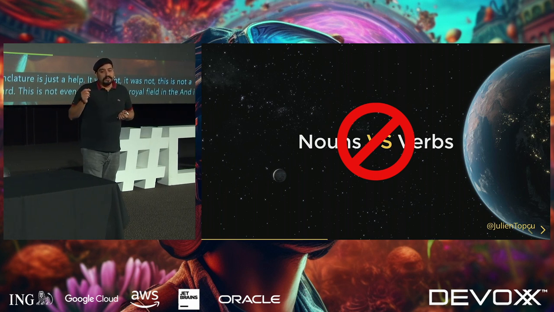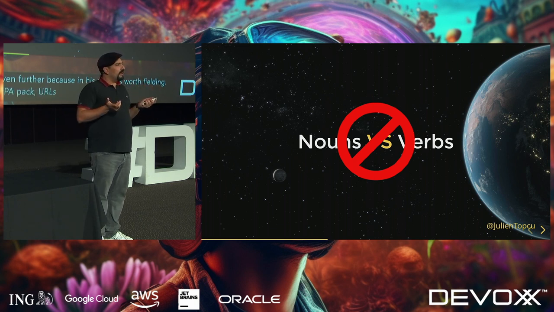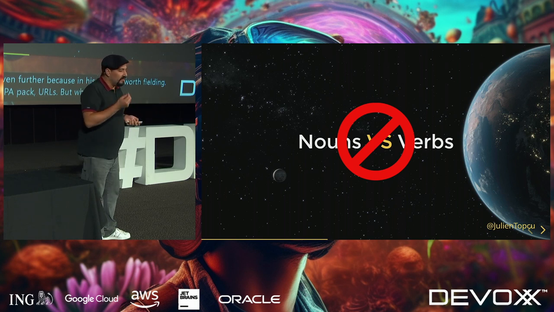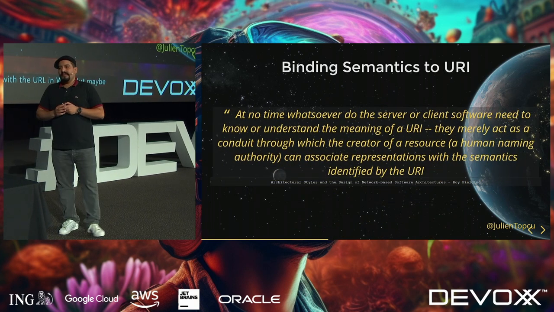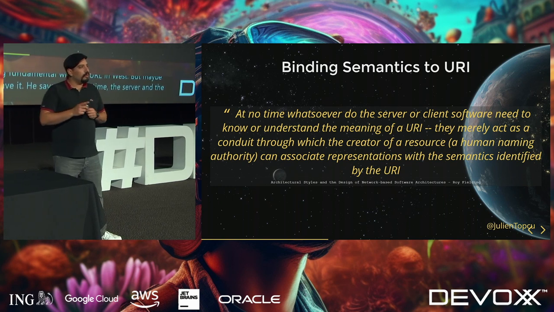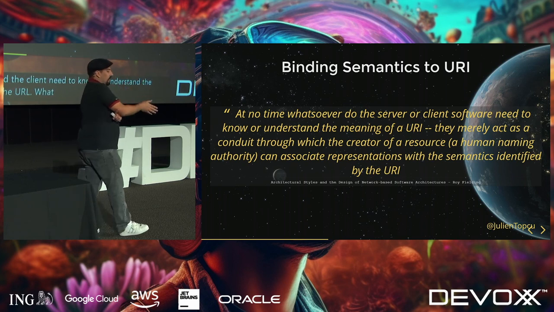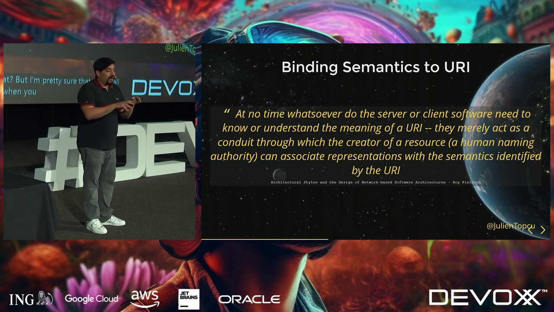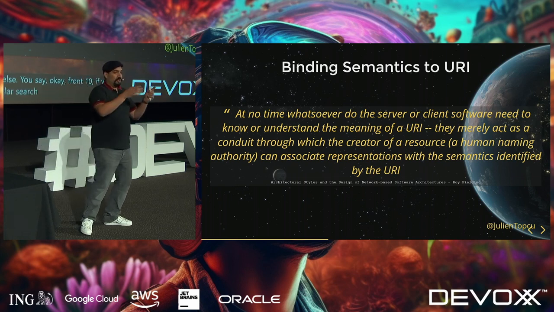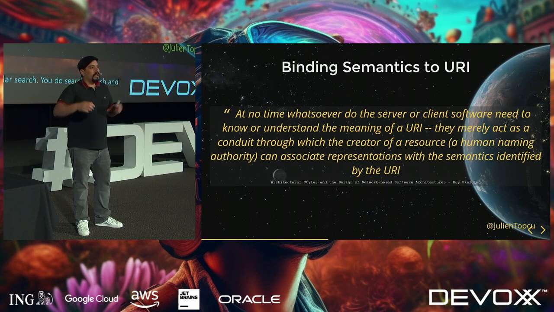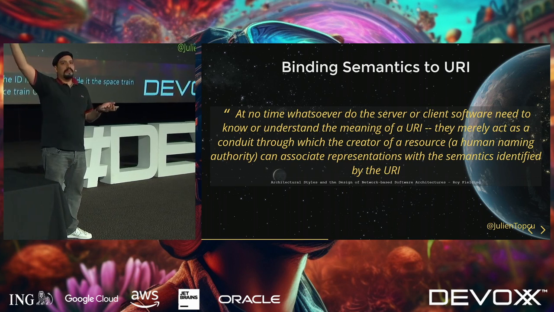And he goes even further, because in his thesis, Roy Fielding used opaque URLs. But why? It's weird. Because there is something fundamental with the URL in REST. But maybe you don't have it. He says that at no time, the server and the client need to know or understand the meaning of the URL. What? But I'm pretty sure that we are all coding like that. I mean, when you are on the client part, the front end or something else, you say, OK, front end, if you need to retrieve a particular search, you do searches slash, and you expand here the ID. If you need inside it the space train, OK, concatenate space train. Who is coding like that? No one.